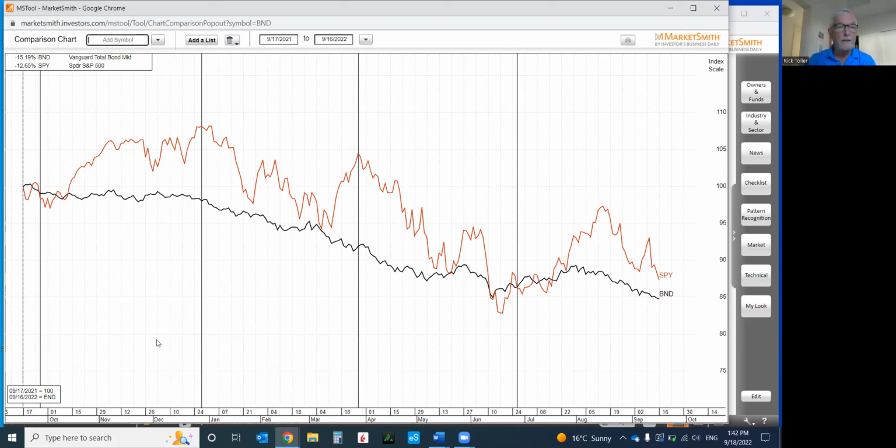So in times like this, neither of these are a good place to be, but it clearly debunks the theory that when the market goes down, bonds don't, and you're protected. But this is only 1 year. Who knows when this bear market's going to end, but we're a year into it.